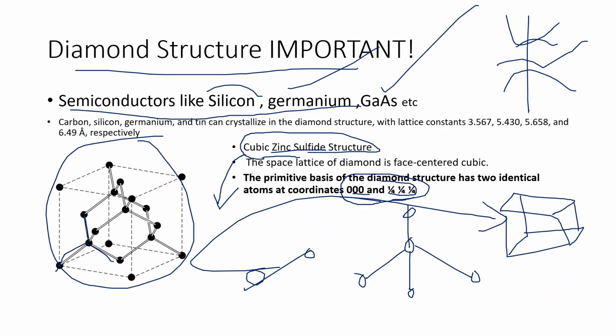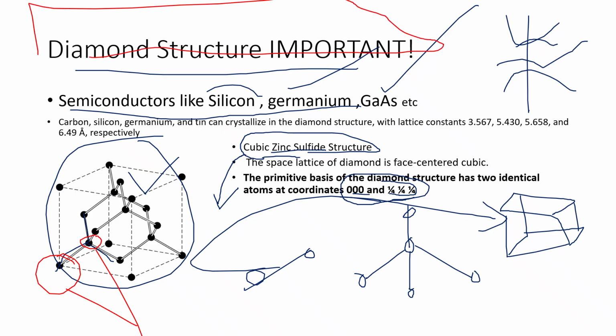If you see, a semiconductor like silicon is in this arrangement only. And another famous one is gallium arsenide. Gallium arsenide is also in this arrangement. The only difference being that here sits a gallium, and here at 1 by 4, 1 by 4, 1 by 4 sits an arsenic. So that's the only difference. Just get this into our mind that this tetrahedral is diamond, and this is important in the semiconductor industry.